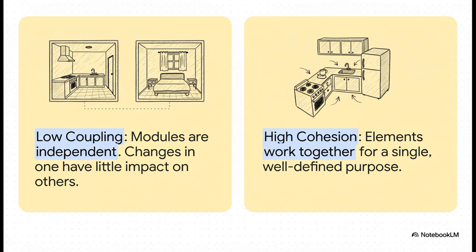And second, you want high cohesion. This means everything inside the kitchen, the sink, the stove, the fridge, it's all there for one single clear purpose, cooking. Everything in that room belongs together.